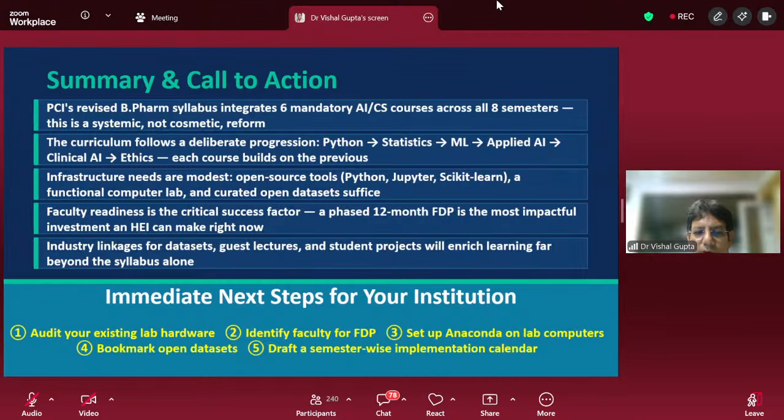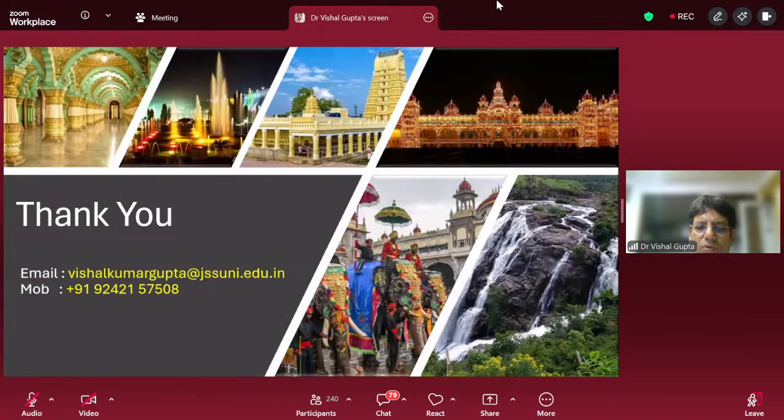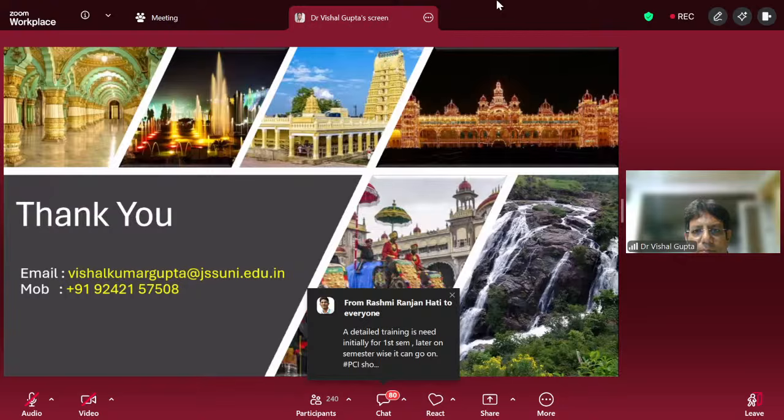So what I will be requesting, as immediate next steps for the institutions who are participating here: audit your existing laboratory hardware against the specifications I have provided. Identify key faculty who have the keenness and orient them for the FDP. Set up Anaconda, which is for Python programming, on all your lab computers. Bookmark open data sets and draft a semester-wise implementation calendar. These are new curricula which you are bringing out. Thank you everyone again, and thanks Pharmalok and the Pharmacy Council of India for making me one of the family members in this initiative.